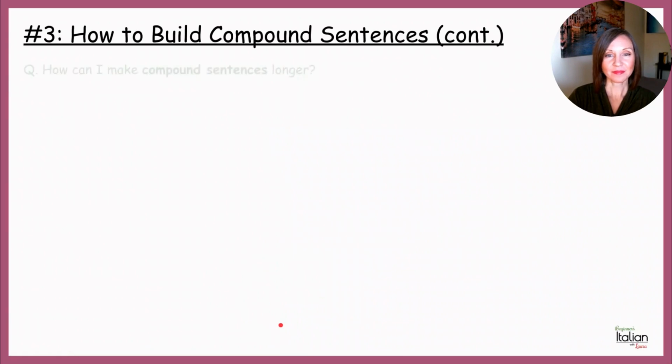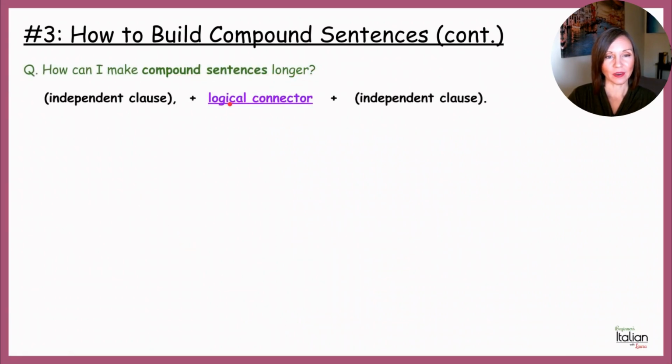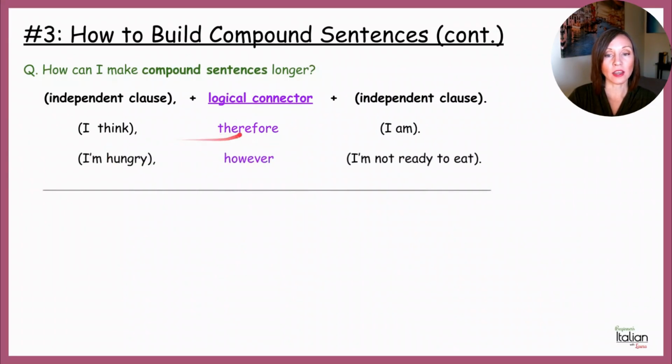How do you make compound sentences longer? Rather than using the conjunctions, we can use our logical connectors. You could use either one. You could use the conjunctions, but we're going to go over logical connectors here because these are generally used when you're connecting longer thoughts. So, I think, therefore I am. I'm hungry, however, I'm not ready to eat.